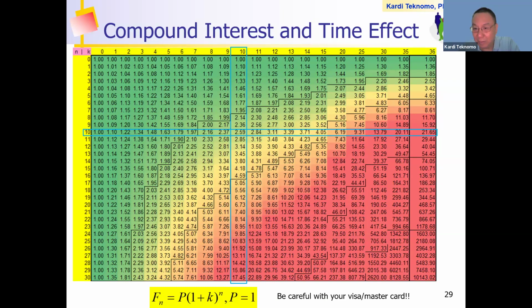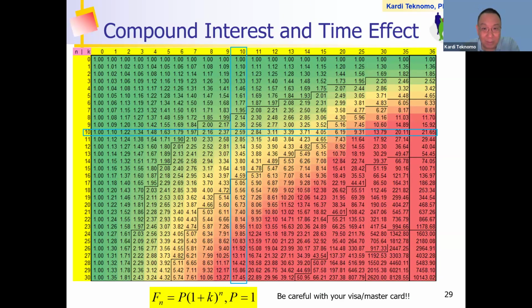So if you are using a credit card, usually it is around 3 to 3.5% per month. Credit card interest is 3.5 per month. That means, simplified, you multiply by 12, around 36 to 40% per year. That is how crazy the compound interest of a credit card is.